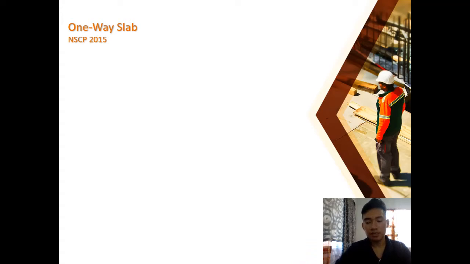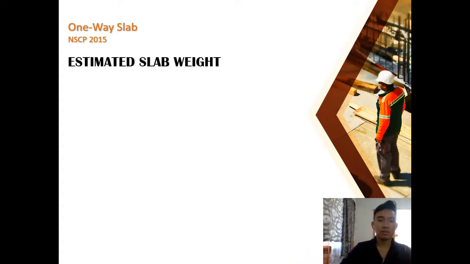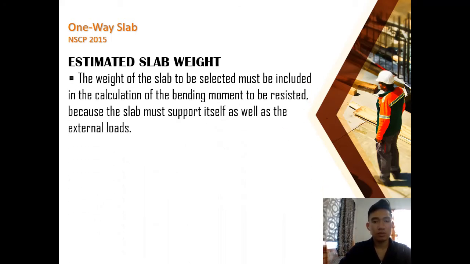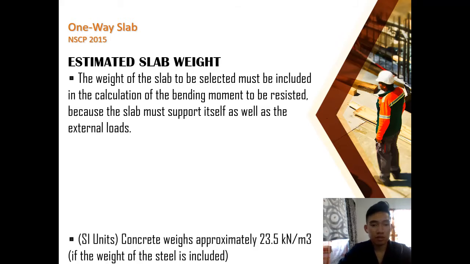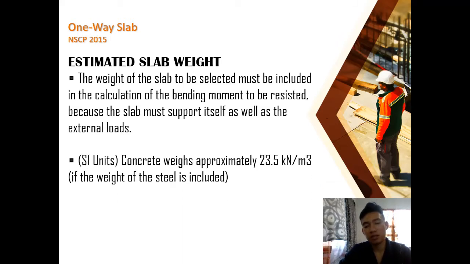So, of course guys, kailangan din natin mag-estimate ng estimated slab weight. Kailangan natin siya as dead load. So, the weight of the slab to be selected must be included in the calculation of the bending moment to be resisted because the slab must support itself as well as the external loads. So sa SI units, again, same lang yan sa ginagamit natin sa beam. So, concrete weight approximately 23.5 kN per cubic meter.